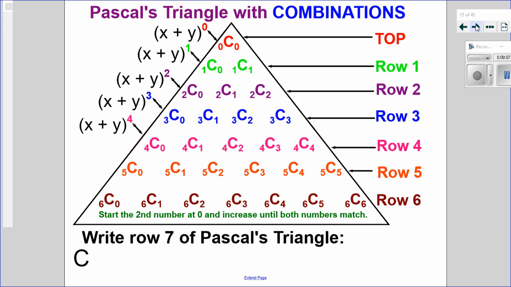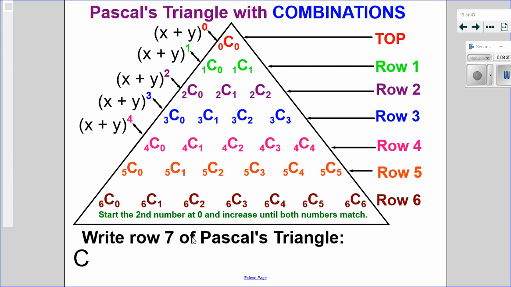Now, sometimes I'm going to ask you to expand something to the exponent of, say, 10. You don't want to sit there and write out 10 rows of Pascal's triangle. So Pascal's triangle can also be written with combinations. Let's look at the pattern. So when I start, the exponent of 0, I'm using combinations. I always start with 0. When I have a 1, it's 1C. When I have 2, it's 2C. When I have 3, 3C, etc.